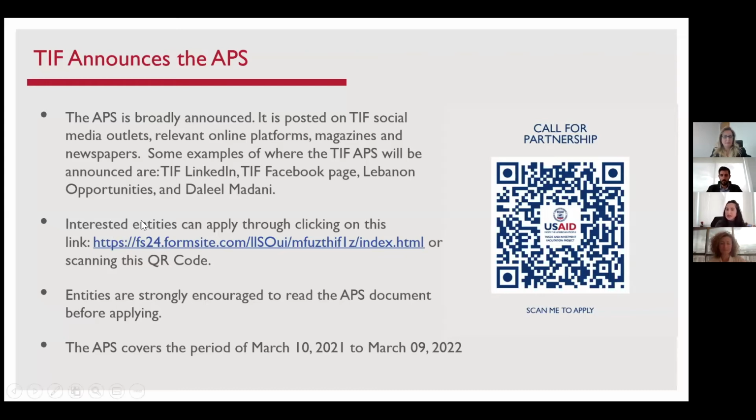So interested entities can apply through clicking on this link that you will see in all these ads, or by simply scanning the QR code that you are seeing on the right side of the screen. We will go through this process during our live demonstration at the end of this presentation. Entities are strongly encouraged to read the APS document before applying, because the APS document has a lot of information that may answer your questions. And this APS will cover the period from March 10, 2021 until March 9, 2022.